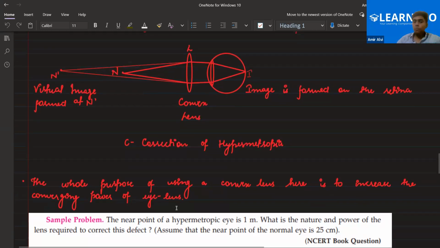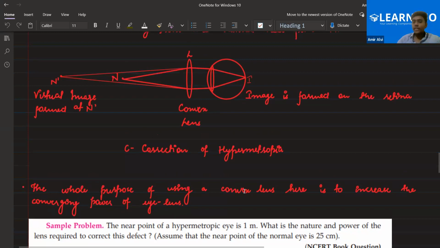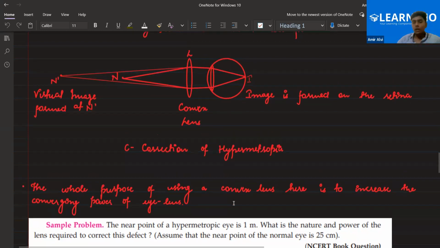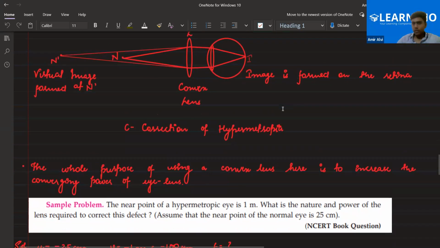Okay, and the whole purpose, I've told you, of using a convex lens here is to increase the converging power of the eye lens. Clear? Sure, that's great.